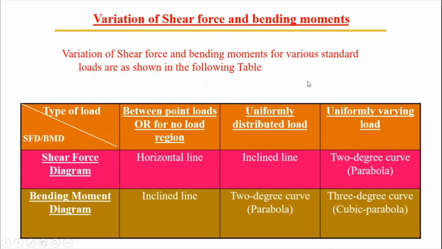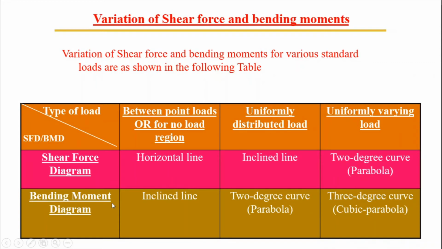So for drawing the shear force and bending moment diagram, we have to follow this table. This table shows that in the case of the shear force diagram, if there is no load between two point loads, then the shear force diagram will be shown as a horizontal line. If there is a uniformly distributed load, the shear force diagram will be shown as an inclined line. And when there is a uniformly varying load between the 2 points, a 2 degree curve will be shown for the shear force diagram.